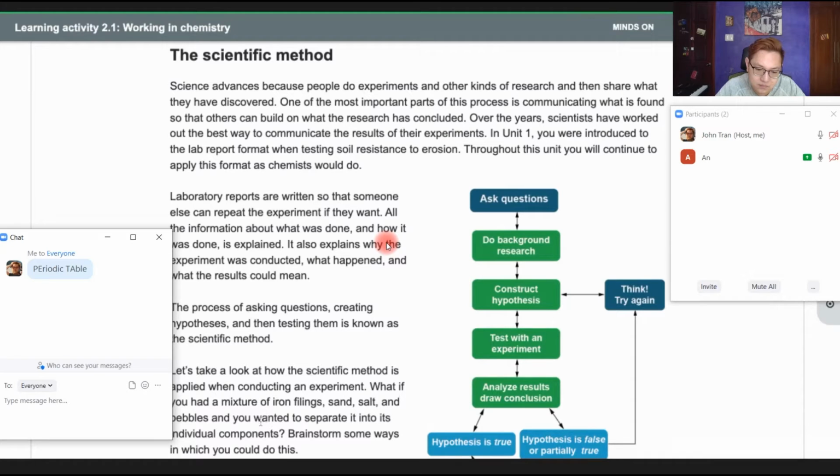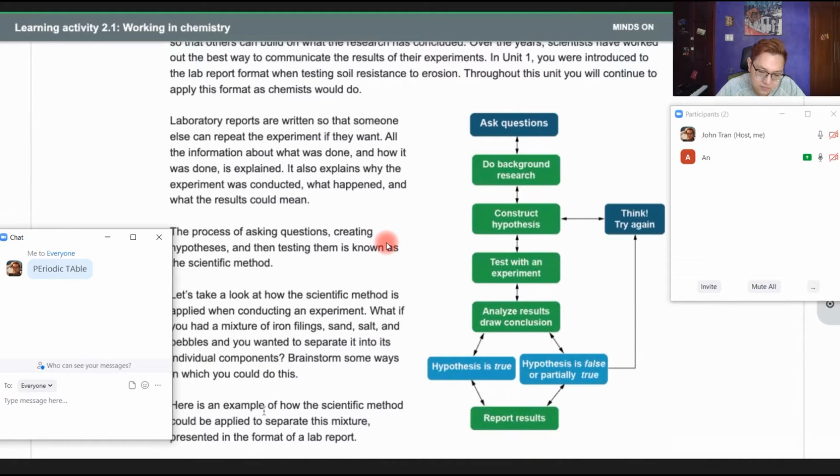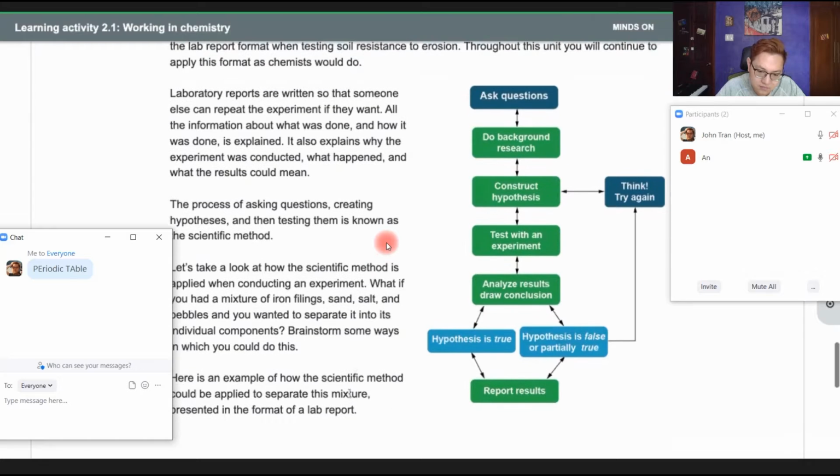What if you had a mixture of iron filings, sand, salt, and pebbles, and you wanted to separate it into its individual components? Brainstorm some ways in which you could do this. Here's an example of how the scientific method could be applied to separate this mixture, presented in the format of a lab report.